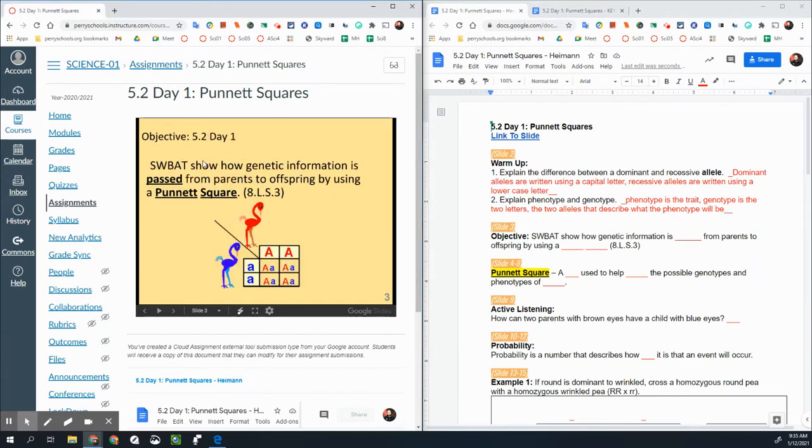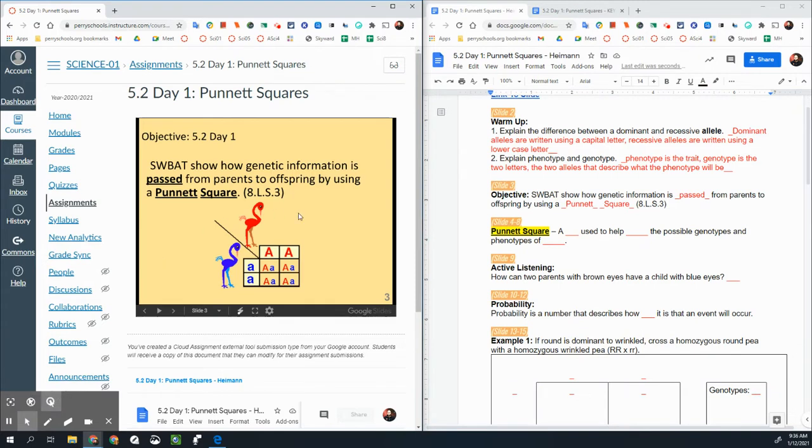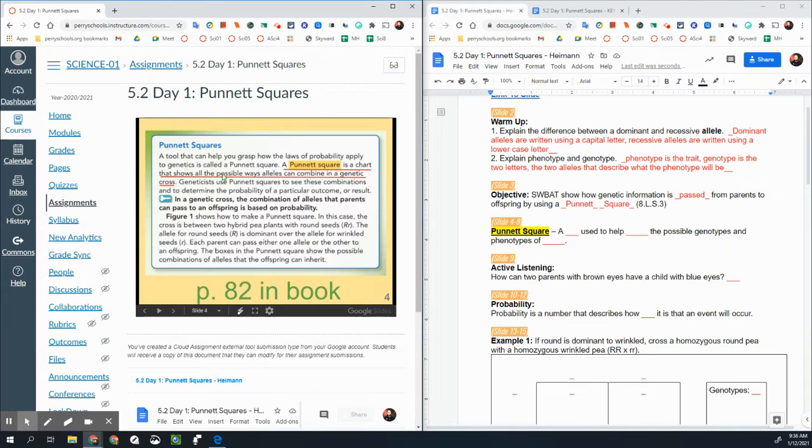Students will be able to show how genetic information is passed from parents to offspring by using a Punnett square. All right, here's a nice picture of a Punnett square. We have a dominant red male and a recessive homozygous blue female. And all the babies, 100% of them will be red, since the dominant red will be the gene that shows up.